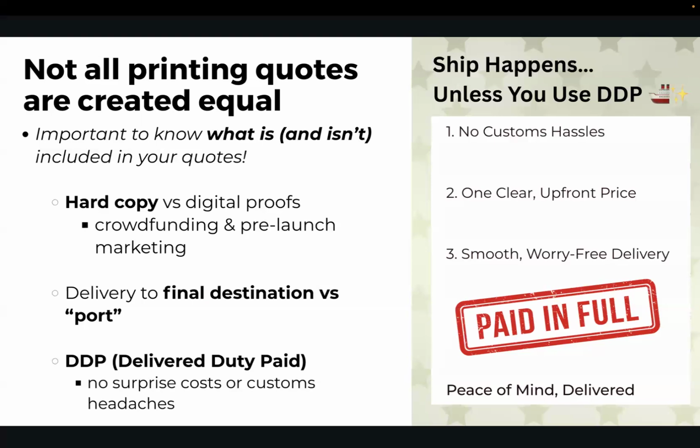DDP, delivered duty paid, is a service that we use, so there are no surprise costs or customs headaches for you. Not all offset printers do DDP, but it's just peace of mind. Especially now, with all of the uncertainty, it's better for us to absorb that cost and risk than you. So there's no customs hassles. You get one clear upfront price, which we include in the quote, and it's smooth, worry-free delivery because your books arrive paid in full and there are no surprise invoices.